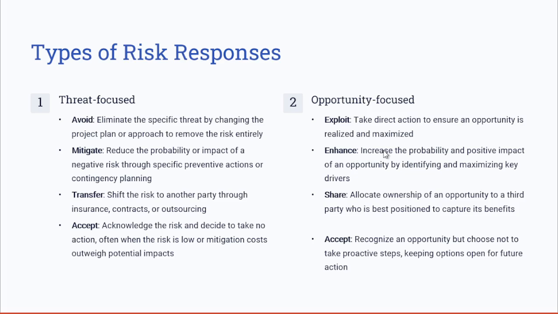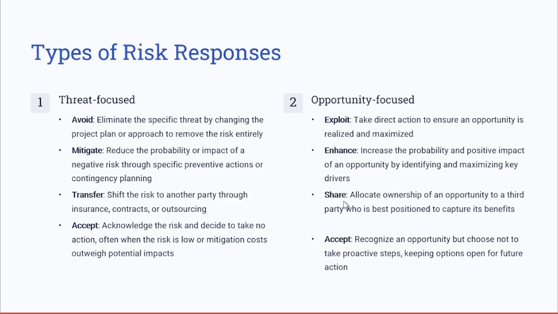Enhance is increasing the probability and positive impact of an opportunity by identifying and maximizing the drivers. So you try to enhance that event from happening. Maybe you have a risk of delay on one of these regulatory approvals, and you know that if you send someone to the regulation office, they can speed up the process and help you get the approval faster. So you utilize this opportunity to enhance it, and when you resolve it, you eliminate that risk completely.